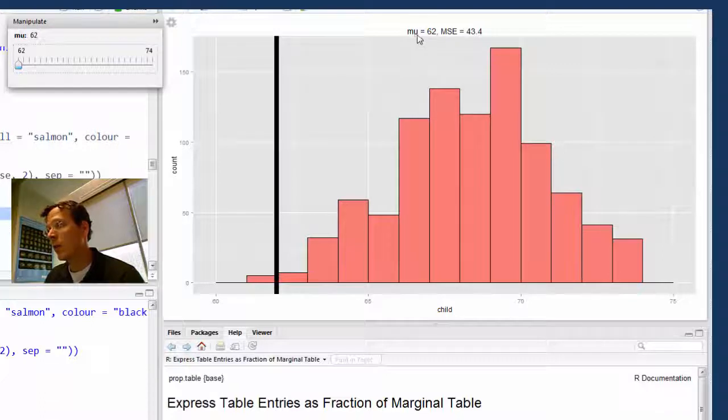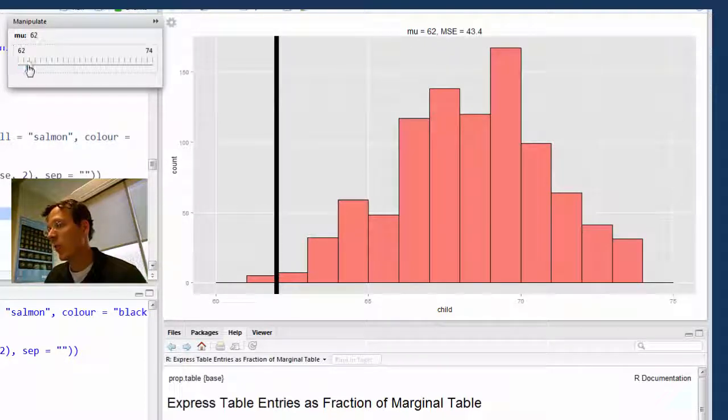What I have up here is the value of mu and the mean squared error. That is the sum of the squared distances between the observed data points and that particular value of mu. And because I've added up n things, I might want the average value instead of the sum, so I divide it by n and I get a mean squared error instead of the sum of the squared errors.